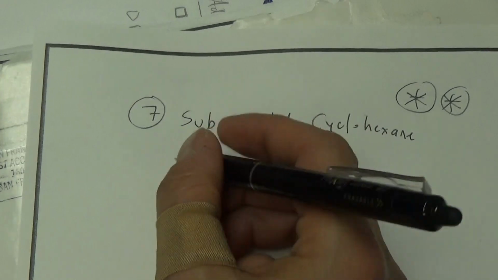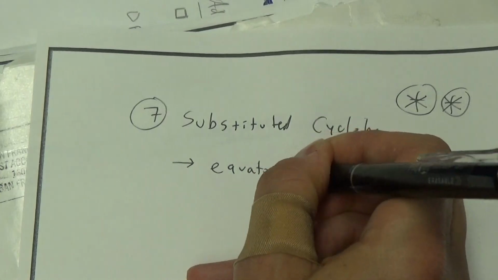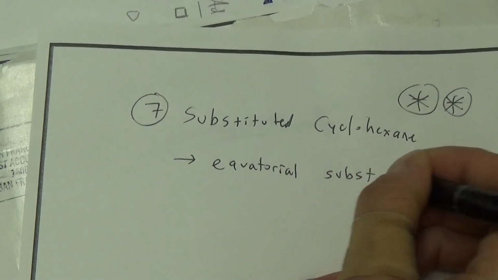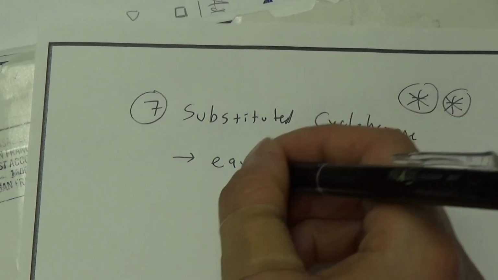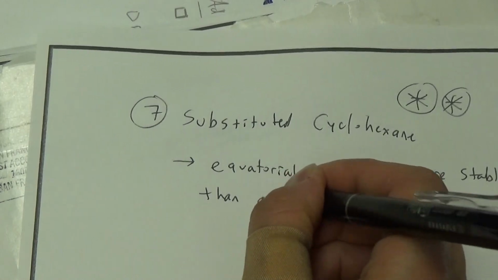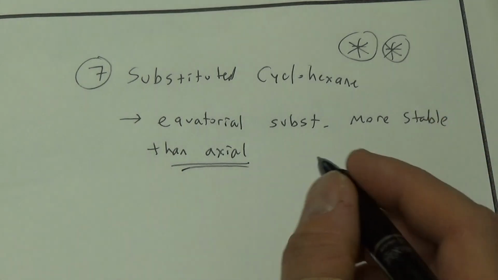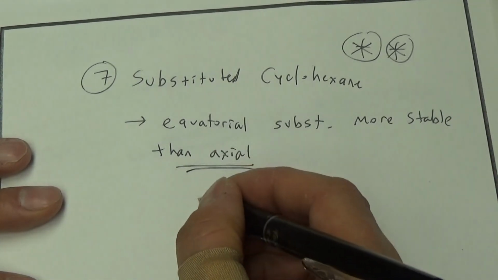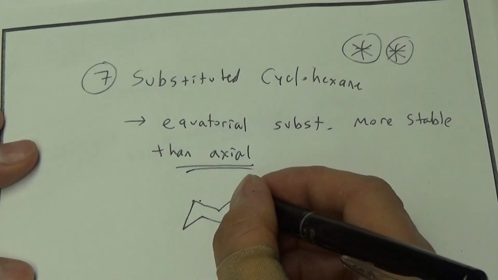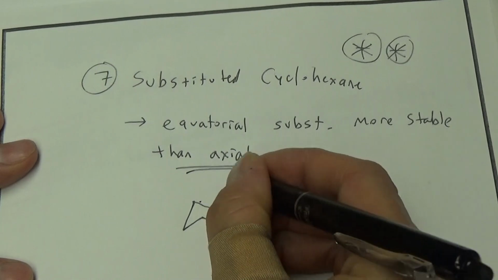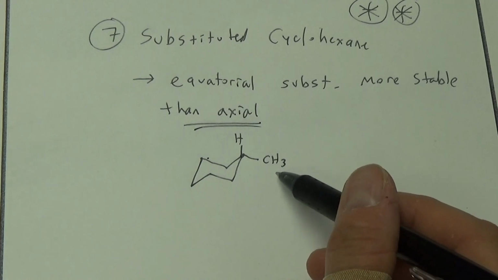In order to do that, we first have to recognize that equatorial substituted cyclohexanes are more stable than axial. It's pretty easy to see that. So let's just draw cyclohexane, CH3. Here we have an H up in axial, and CH3 is down in equatorial.